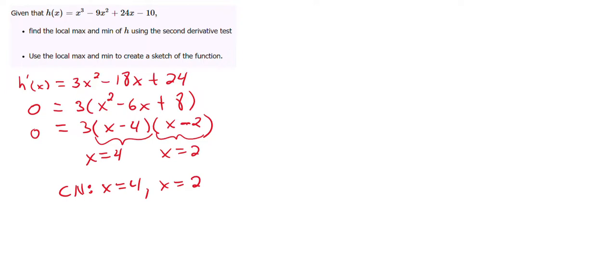Okay, so now let's find the second derivative. So h double prime of x is equal to, so now we're just going to take the derivative of the first derivative. So bringing the 2 down, we get 6x minus 18. All right, so now all that's left to do is actually just sub in our values, right? Because if I sub in h double prime of 4, and it comes out positive, it's concave up. If it comes out negative, it's concave down. So let's do that now.